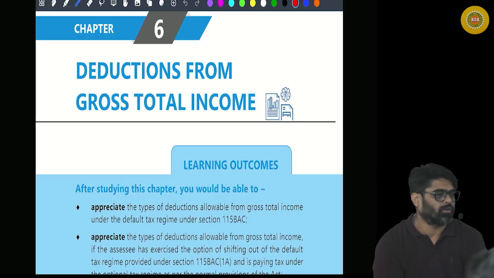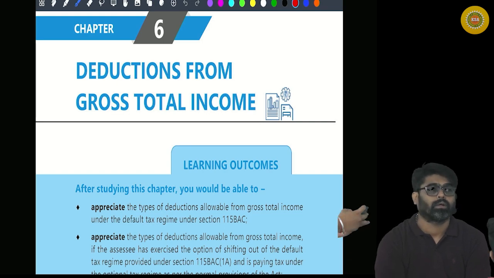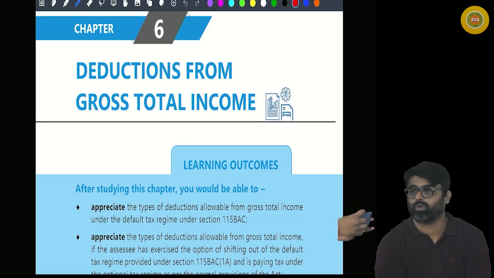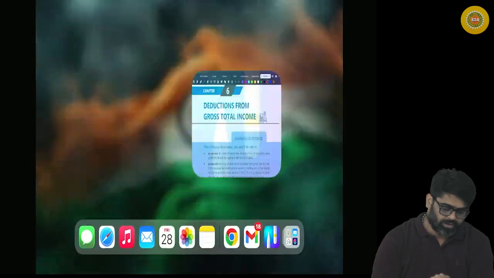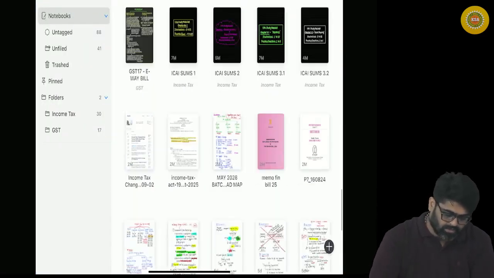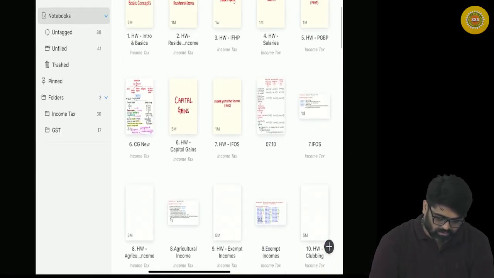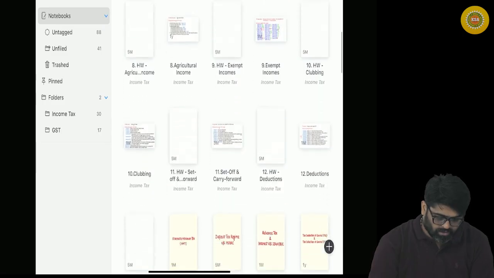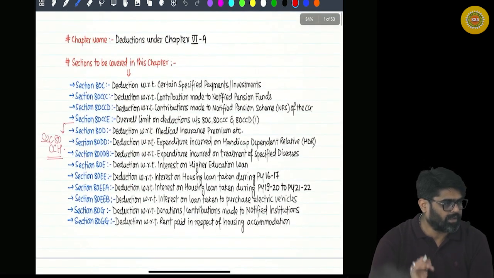Starting from chapter number 6, which is there in your ICAI study mat, module 2. In that module, this chapter is there, deductions from gross total income. The deductions are given in chapter 6A of the Income Tax Act. If you see the deductions, how many deductions are there?